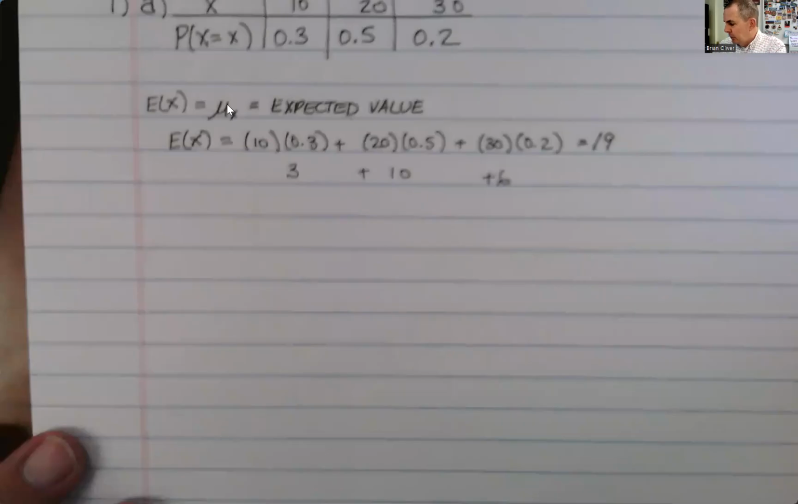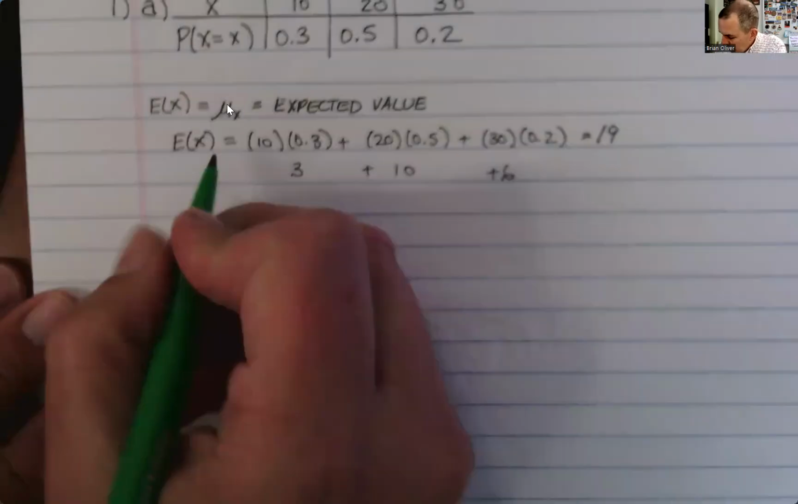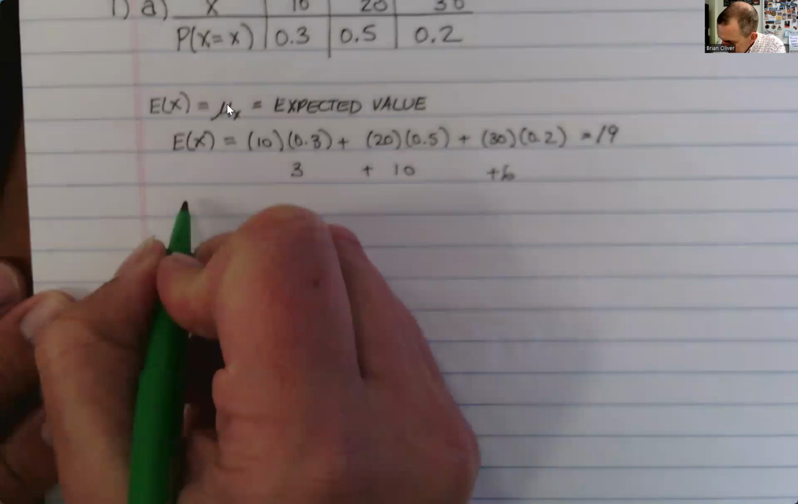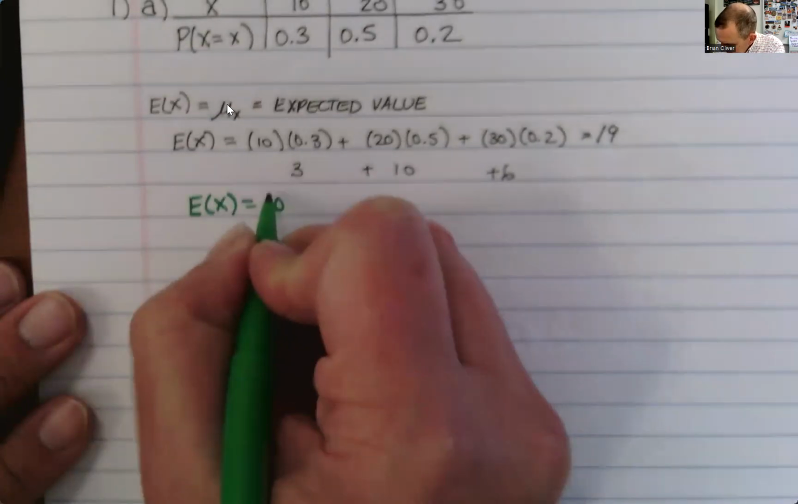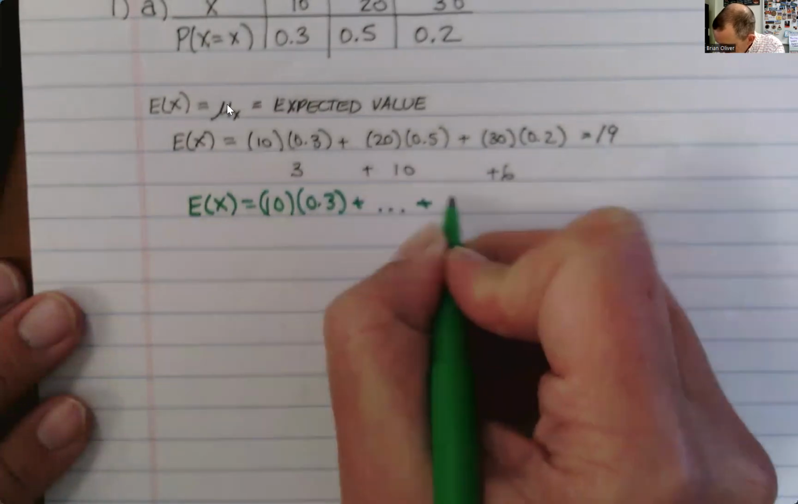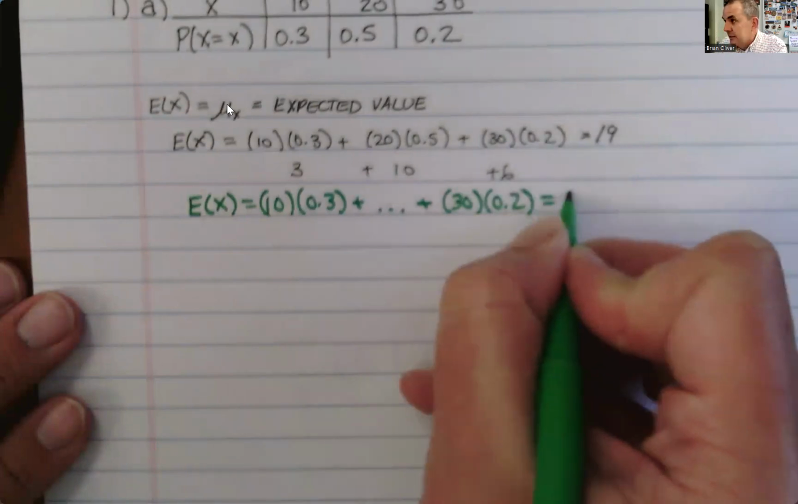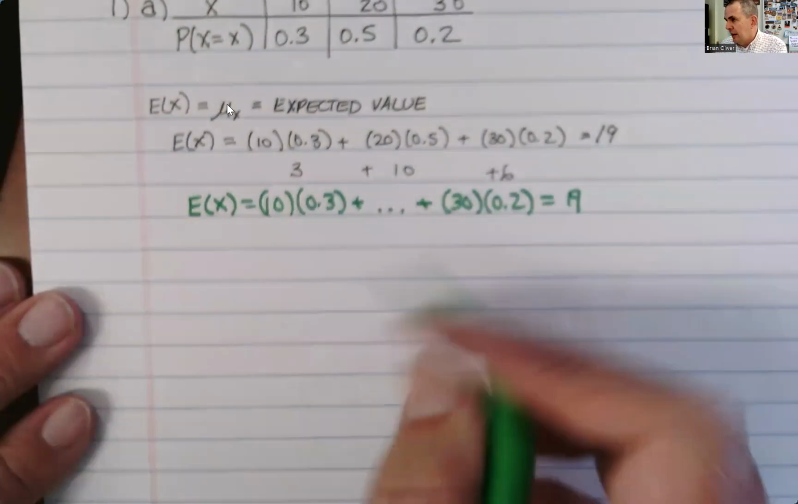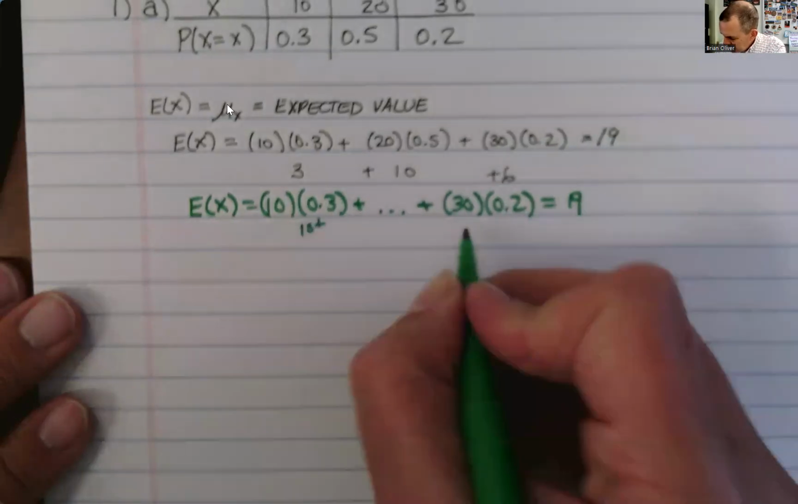So I did this by hand here, but in the calculator, you can use that L1, L2, L3 approach. When you're writing down work, let me show you what I would write. E of X equals the first term, 10 times 0.3 plus ... the last term, 30 times 0.2 equals 19. So you don't have to put any middle terms as long as you do the first and the last.